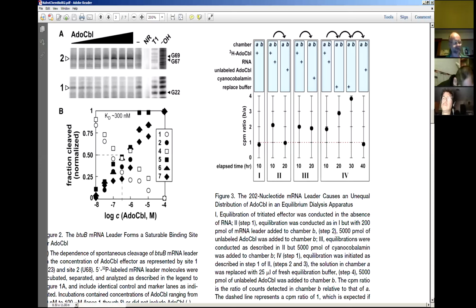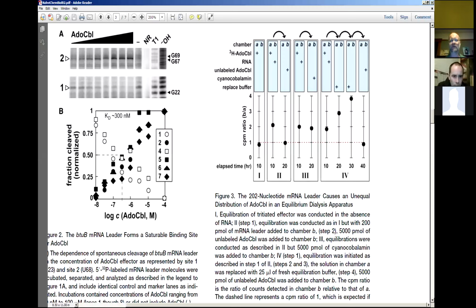So you've been able to compete the labeled small molecule using an excess of unlabeled small molecule. Patrick, just make sure I'm understanding this. The blue squares along the top with the little arced arrows are describing the multiple steps in the experiment. And then the little moving dot on the line is their observation of the ratio of the labeled ADO-CBL after equilibrium is reached.